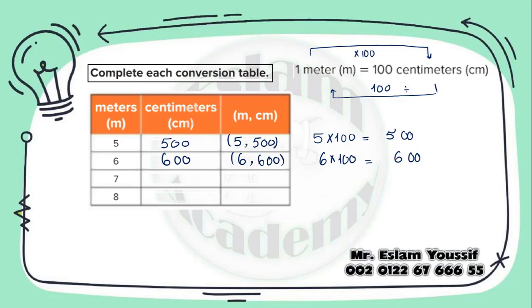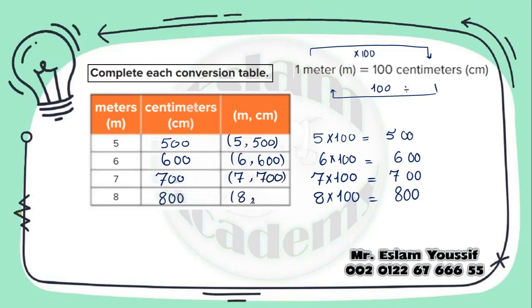So we have here 7. Just multiply 7 times 100. Put the 2 zeros out. 7 times 1 will be equal to 7. So that will be 700. To write the ordered pair, each 7 meters will be equal to 700 centimeters. For 8, just multiply by 100. So the answer now will be equal to 800. Now just write 800 out. For each 8 meters, it will be represented by 800 centimeters.